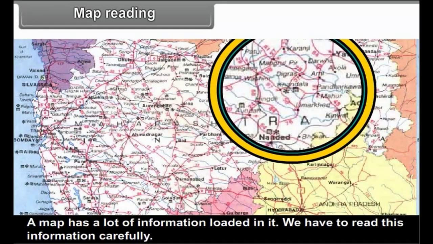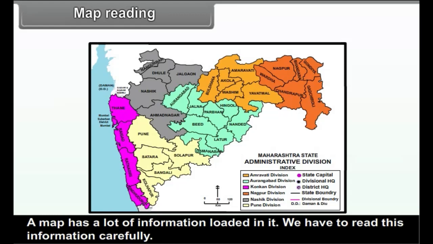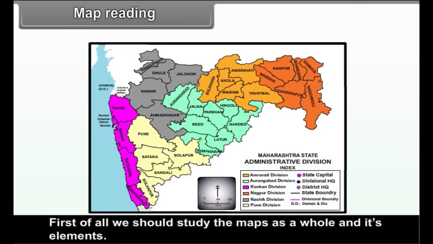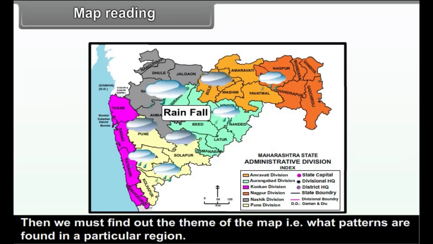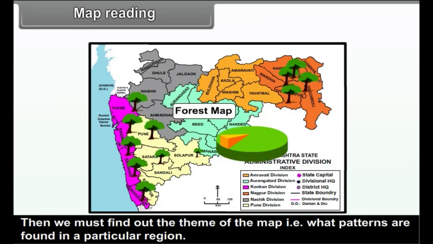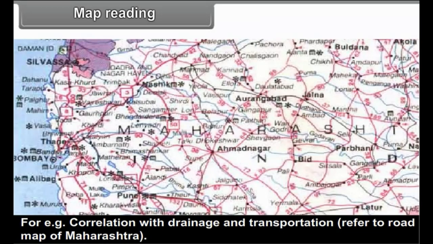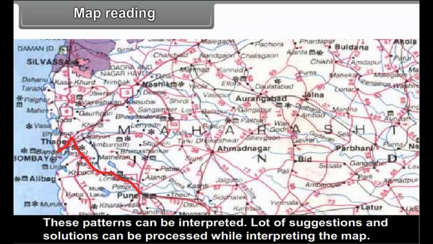Map reading. A map has a lot of information loaded in it. We have to read this information carefully. First of all, we should study the map as a whole and its elements. Then, we must find out the theme of the map, that is, what patterns are found in a particular region. For example, correlation with drainage and transportation. Refer to the road map of Maharashtra. These patterns can be interpreted. Lots of suggestions and solutions can be processed while interpreting the map.